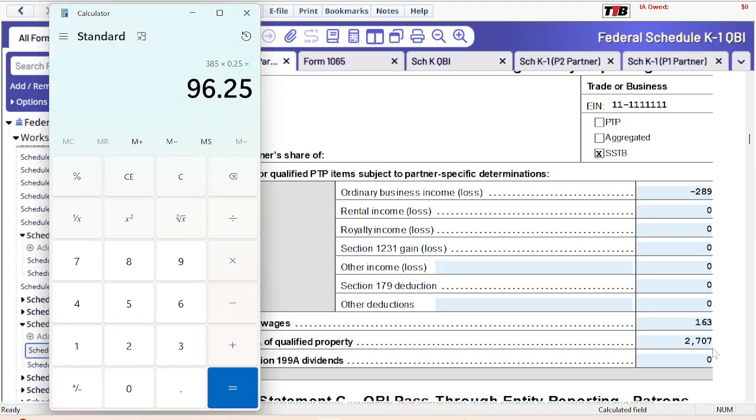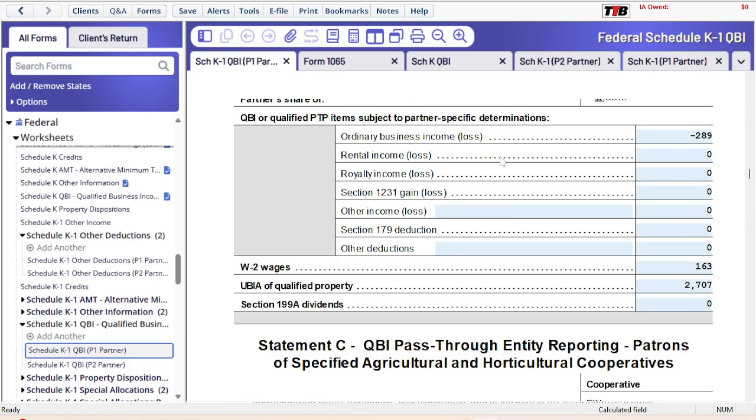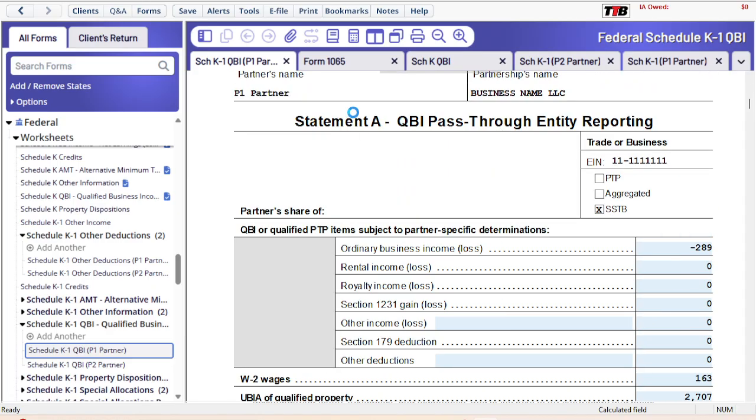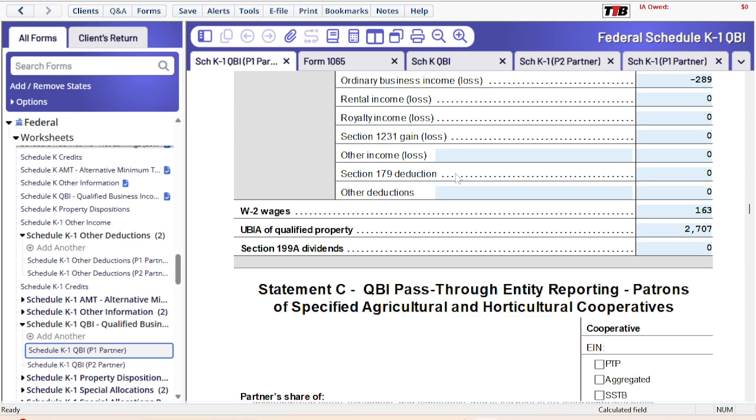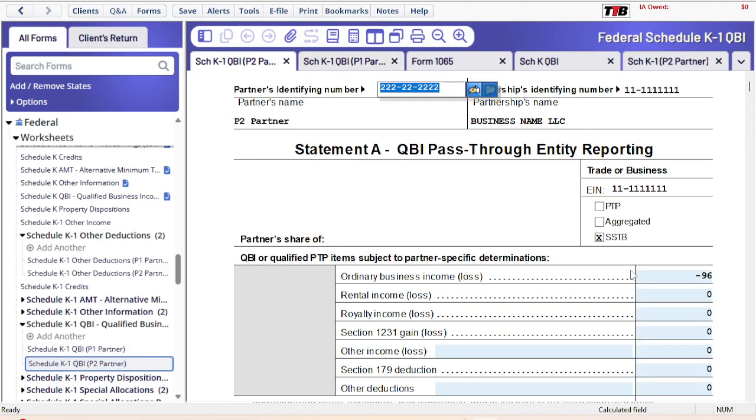217 salary times 0.75 gives you that 163. 217 times 0.25 will give you 54 for the second partner. So it completes that statement A pass-through for us, and we'll go to part 2.